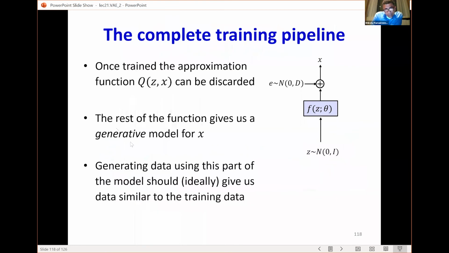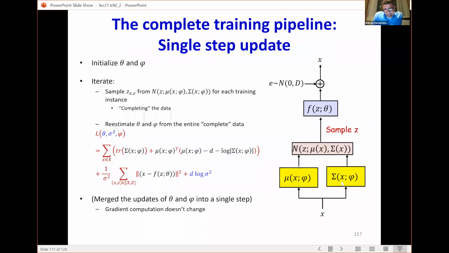And so the overall training process is like this. You initialize both the phi's and the thetas. In the forward pass, for each x, you compute this Gaussian, you sample a Z, and now you have complete data. Using complete data, you can now define this loss, which is a function of both phi and theta. You compute the gradient of this loss with respect to phi and theta and perform a gradient descent update.